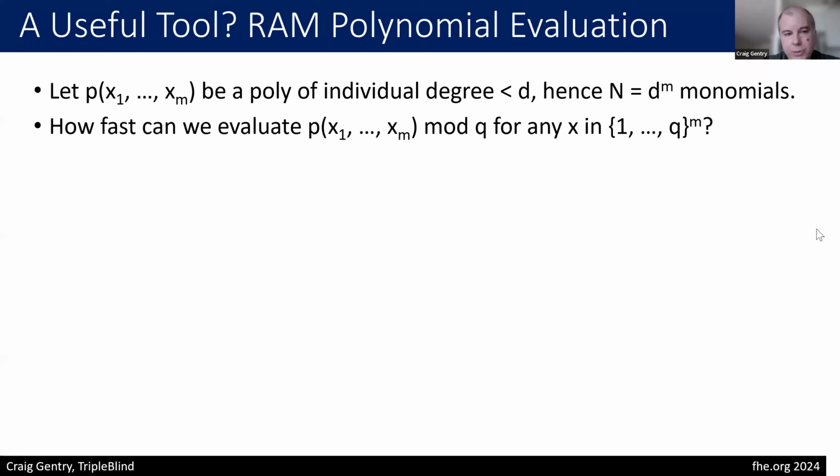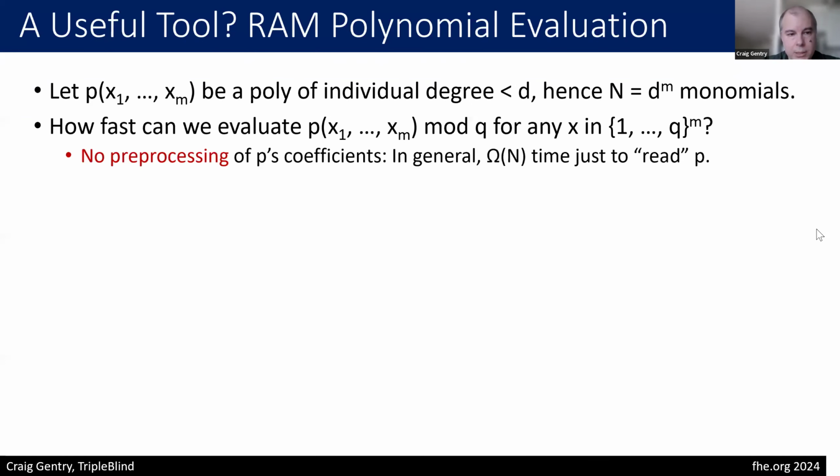Let's just say I want you to preprocess that polynomial in a way that you can evaluate it really fast for any input. Okay, simple question. How would you do it? Well, you get the same impossibility result if there's no preprocessing of p allowed, because in general you would have to read the coefficients of p each time you evaluated p. So in that case, evaluation time is still order n.